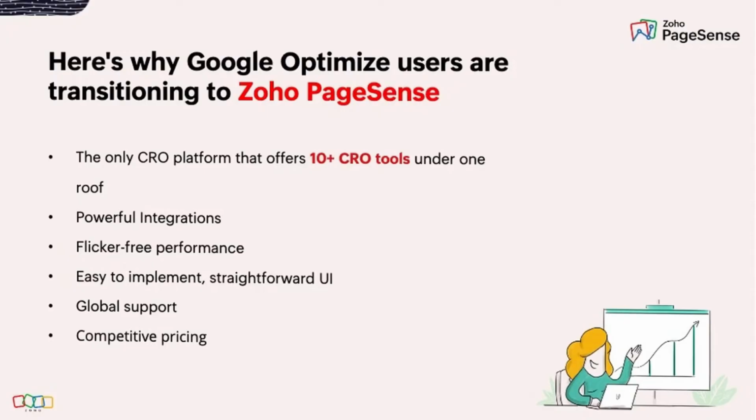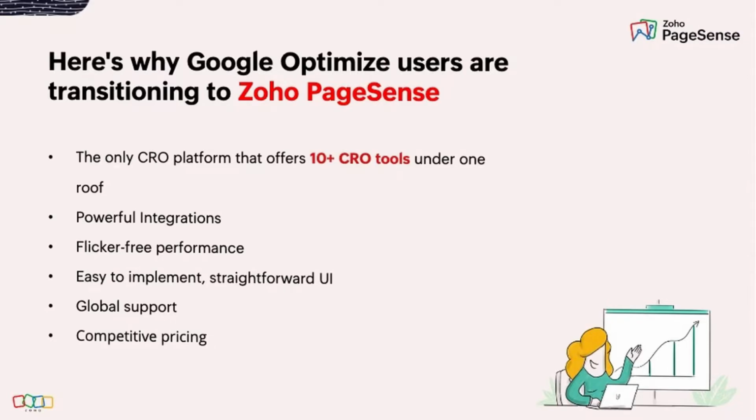So with that, I'll start on why Google Optimize users are transitioning to Zoho PageSense. Zoho PageSense is the only CRO product out there that offers 10 plus CRO tools, including heat maps, session recording, polls, form analytics, goals, and funnels. It's also loaded with powerful integrations, including Google Tag Manager, Google Analytics, and Zoho CRM.